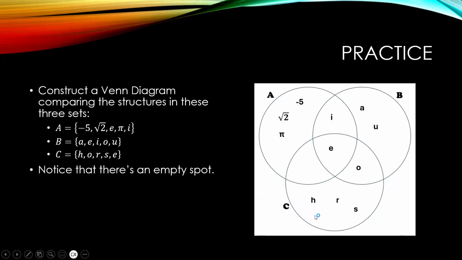In this case, we can see what A and B have in common. It would be i and e. We can see what B and C have in common. It would be E and O. We can see what A and C have in common. It's just the e. And we can also see that there's this one area which is empty. This empty spot would be things which are in A and C, but not in B. Well, there's nothing which meets that criteria.